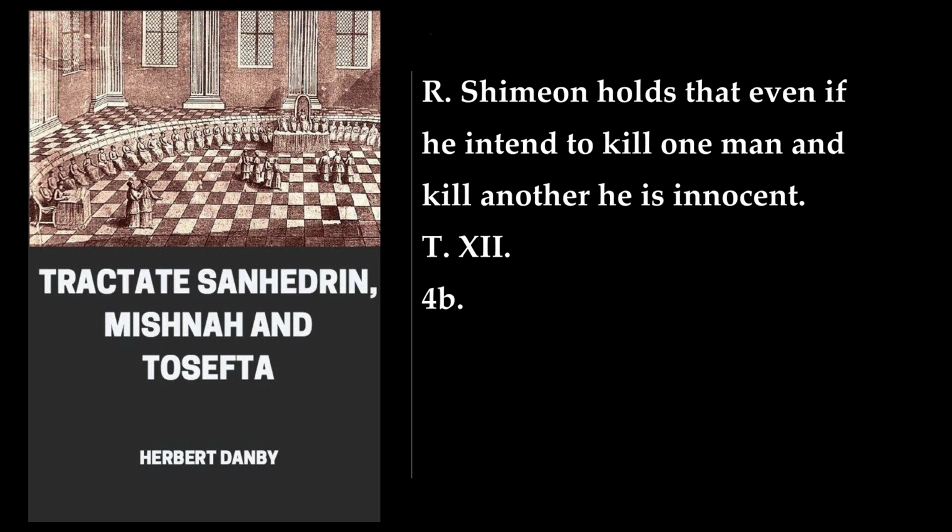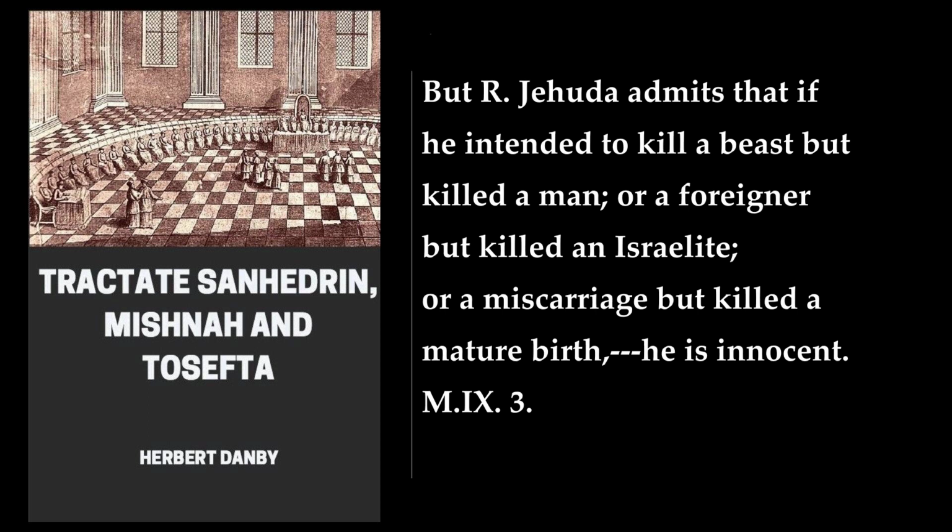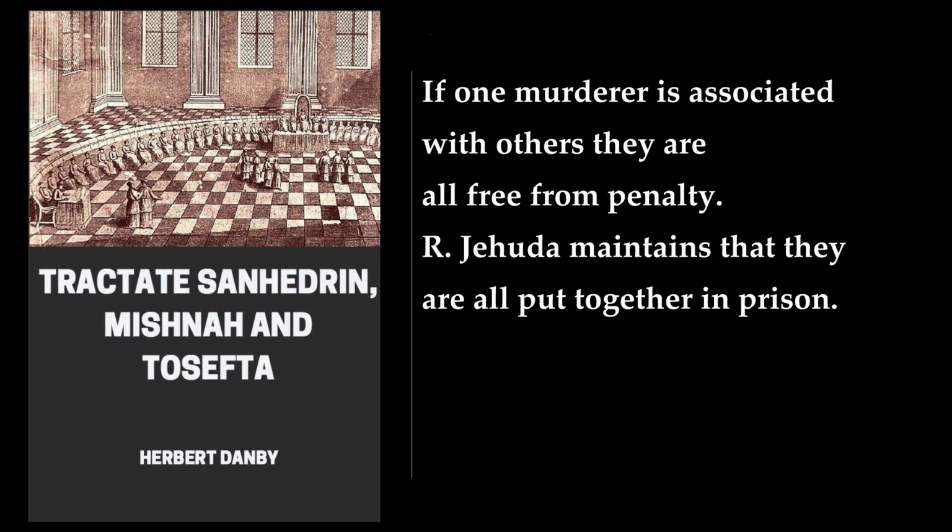T. 12. 4b. If he intended to strike one person and he struck another, R. Jehudah convicts, whereas Shimeon acquits. But Jehuda admits that if he intended to kill a beast but killed a man, or a foreigner but killed an Israelite, or a miscarriage but killed a mature birth, he is innocent. M.9, 3. If one murderer is associated with others, they are all free from penalty.